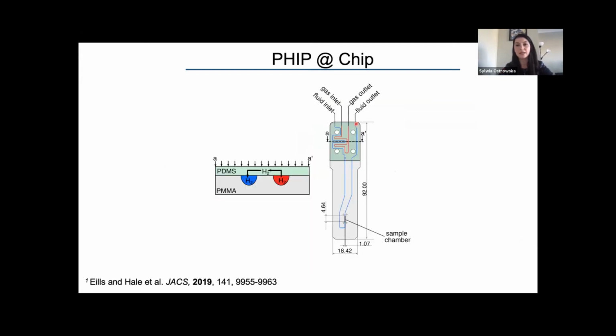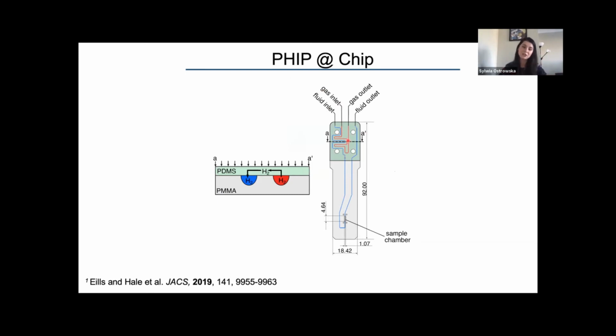And this is the top view of our chip. And the precursor solution, still containing the same 20 millimolar of propyl acetate and 5 millimolar of catalyst, is delivered using a syringe pump into this blue solution channel. And pure hydrogen is delivered via a separate channel shown in red.